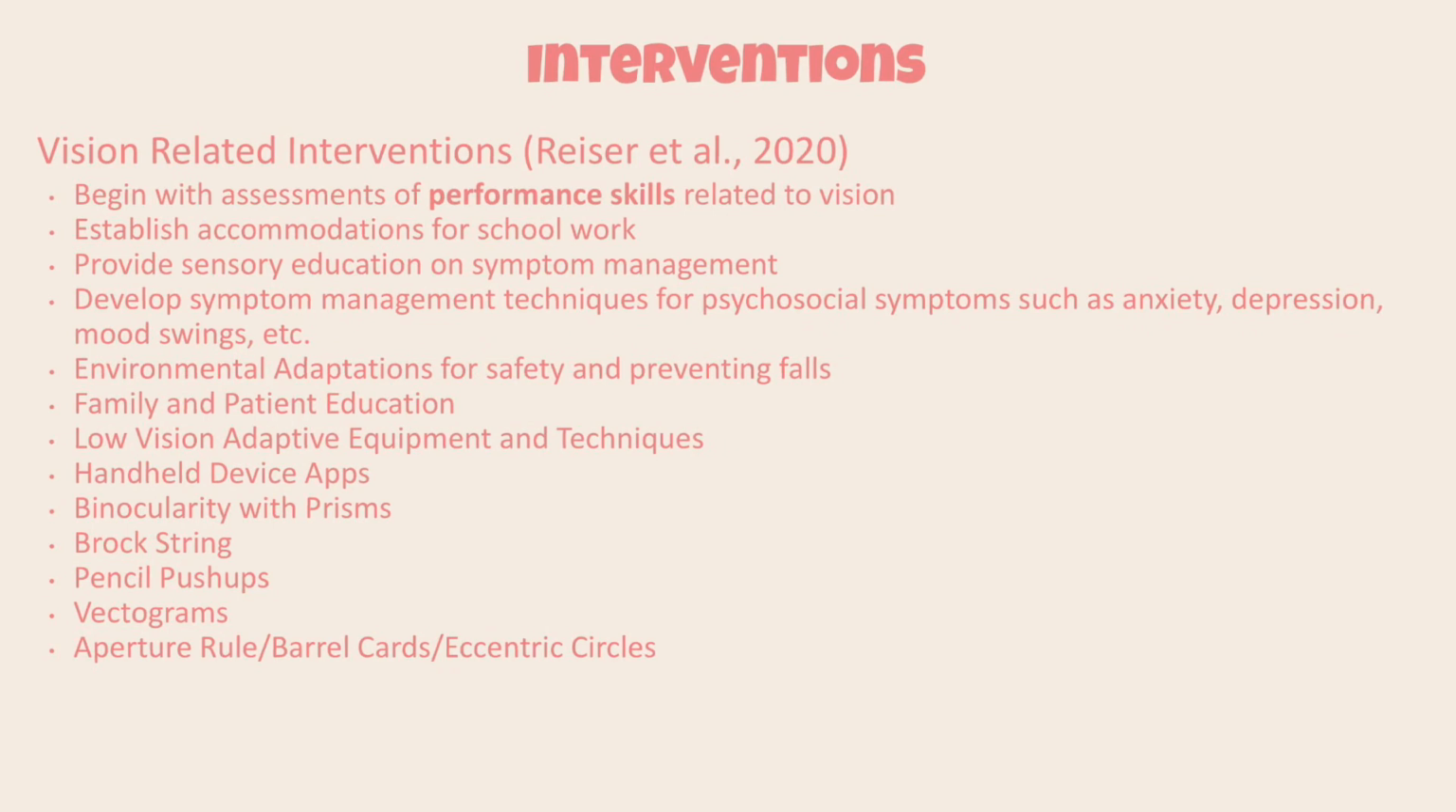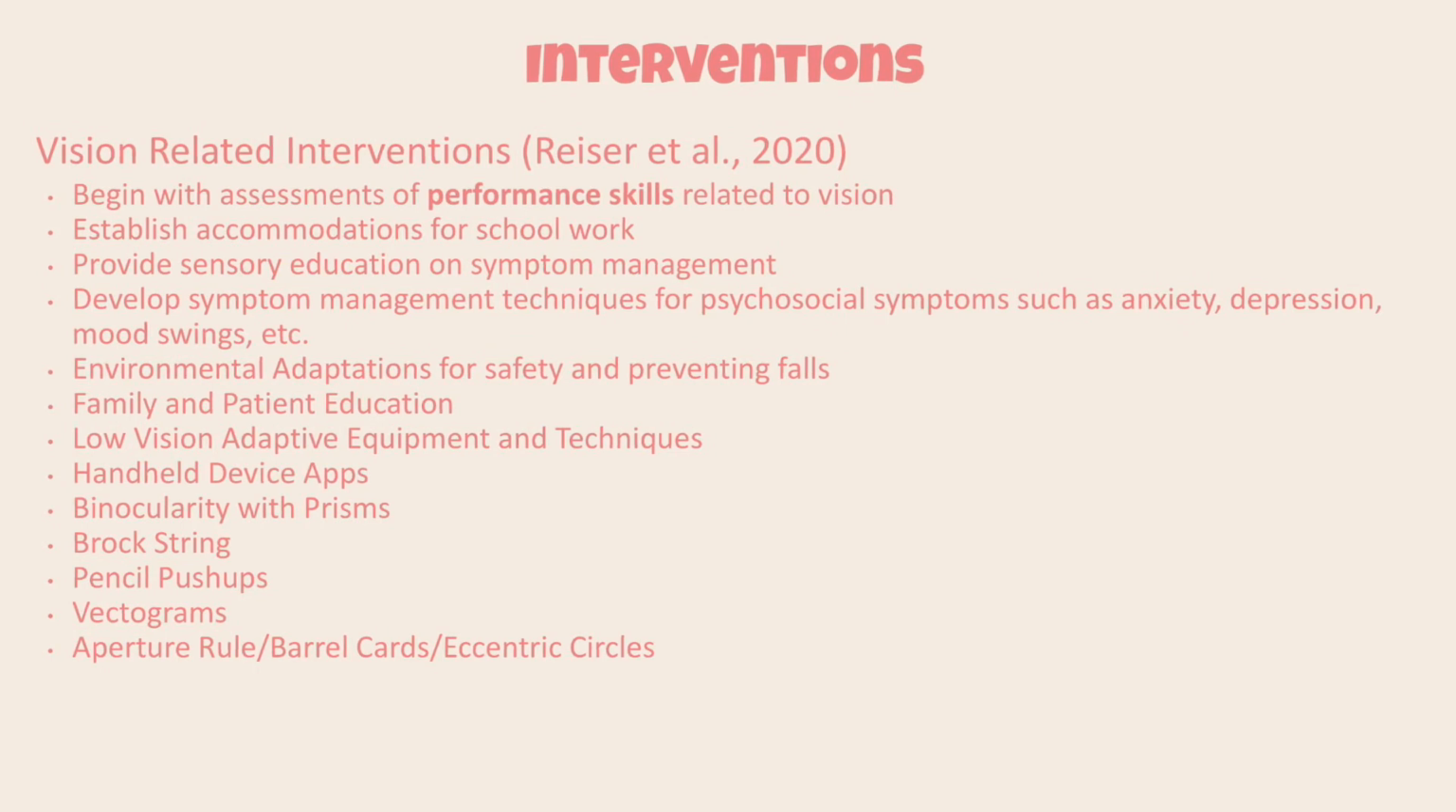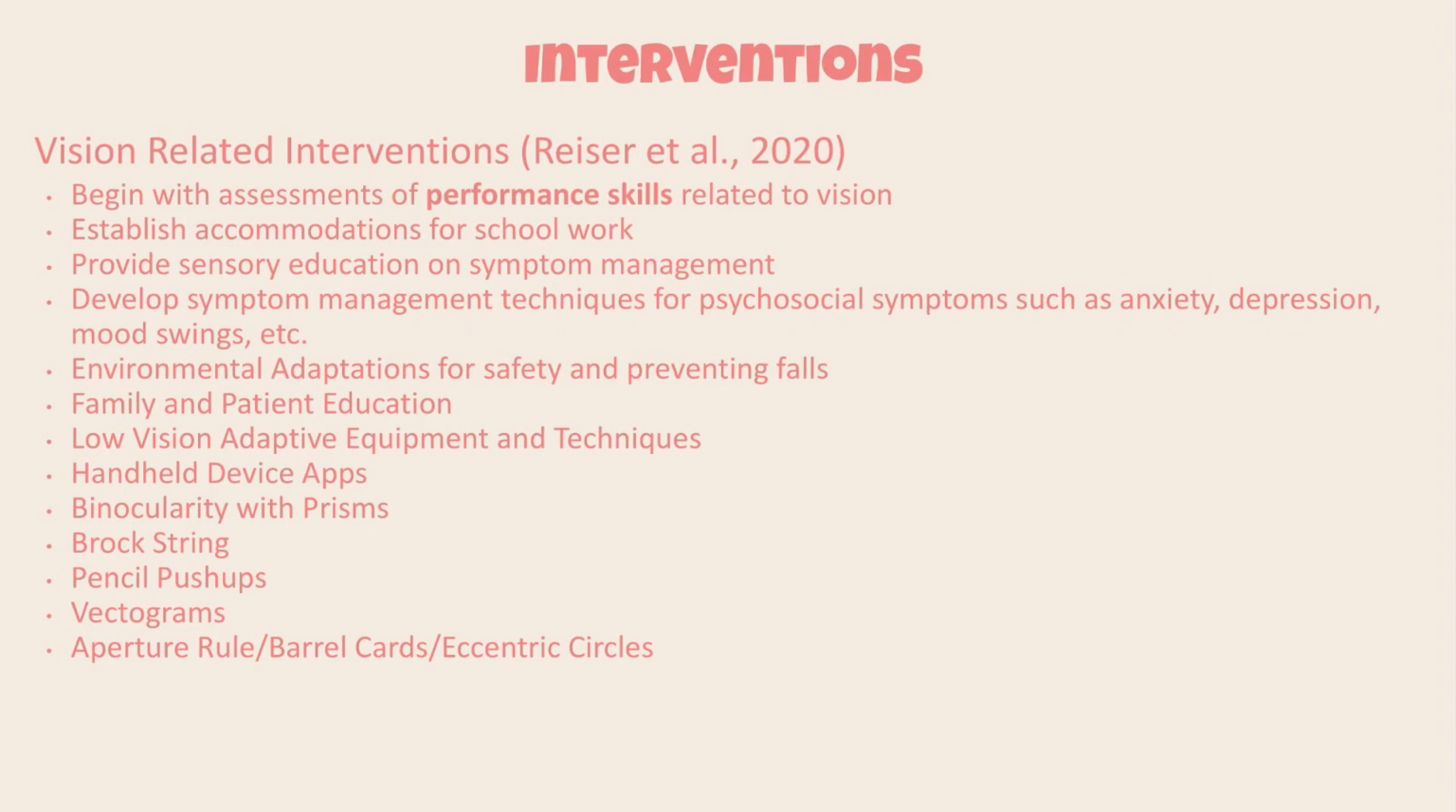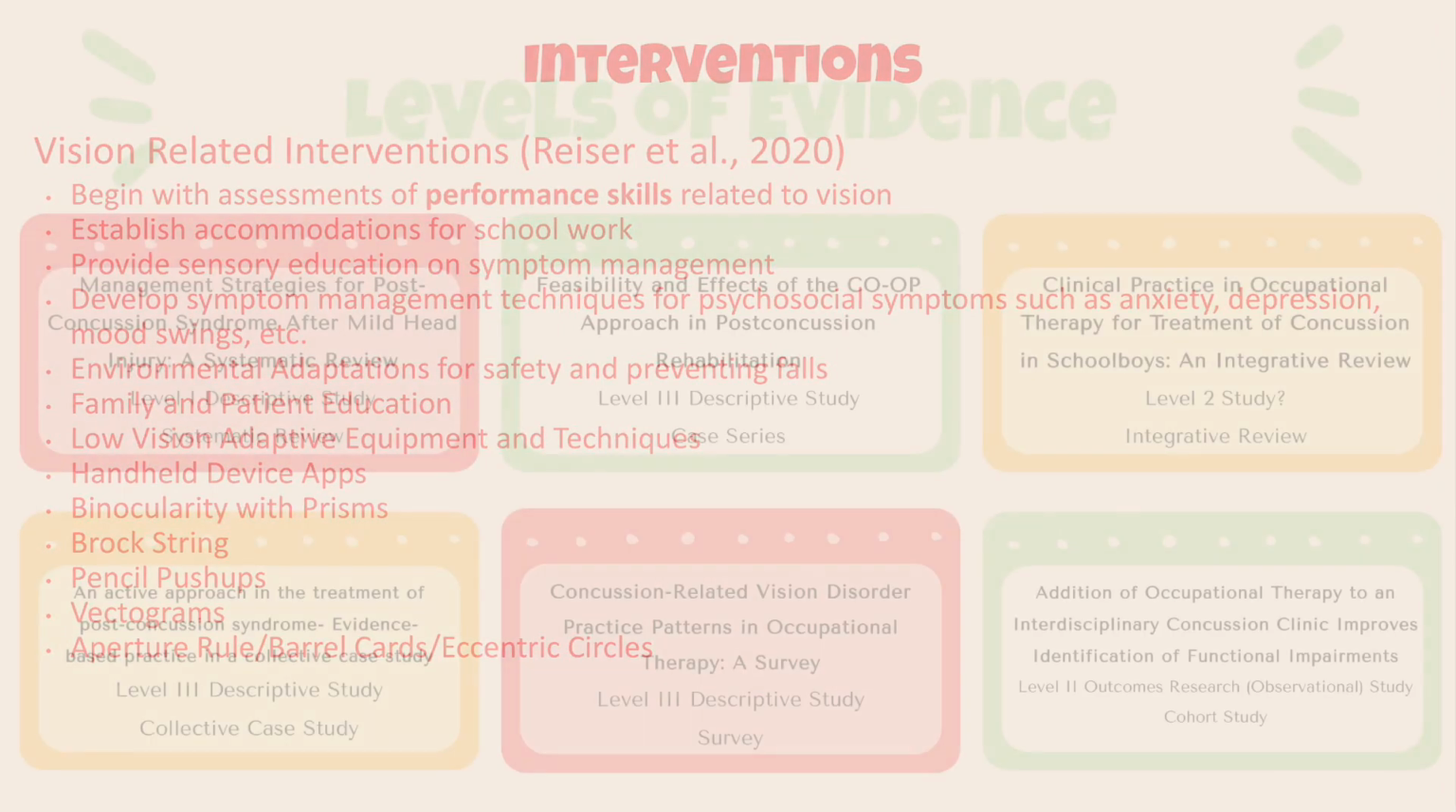As an OT, we would begin with assessments of performance skills related to vision. This may include assessing visual perceptual difficulties and vision as a whole, assessing cognitive and sensory processing skills, and assessing the ability to complete activities related to self-care, work, school, leisure, and play. I have listed some examples of interventions that OTs may participate in terms of concussion protocols. These would all be focused specifically on occupations that are impacted.